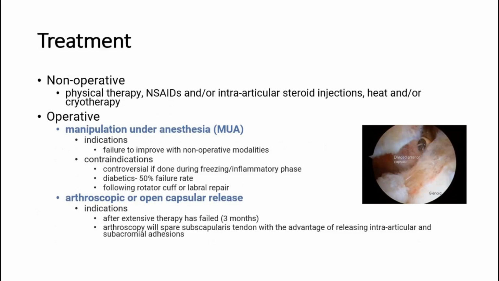Treatment can be non-operative or operative. Non-operative treatment are physical therapy, NSAIDs or intra-articular steroid injections, heat or cryotherapy. Operative treatment include manipulation under anesthesia, and arthroscopic or open capsular release.